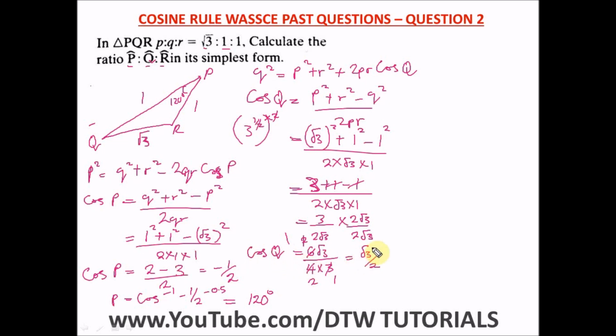So cos q is equal to what? Root 3 over 2. So to get q, it is the cos inverse of what? Root 3 over 2. And what's the cos inverse of root 3 over 2? 30 degrees.